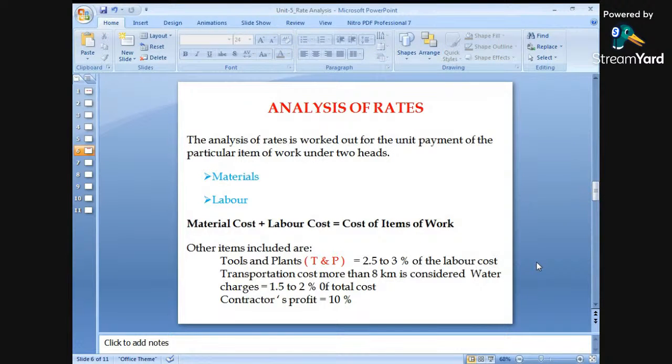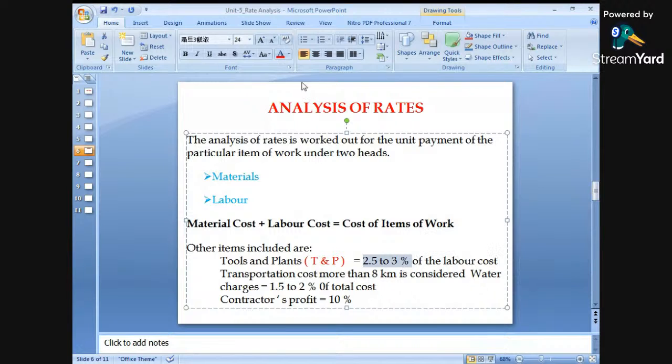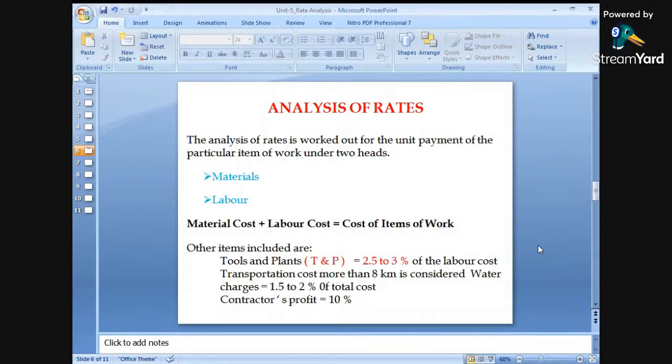Again, other items to be included are tools and plants required. In some types of work, when heavy works are there, or when massive concreting work is to be carried out at a larger scale, we require some special equipments, and tools and plants will also be required. So, how much percentage to be kept aside for the tools and plants? Near about 2.5 to 3% of the labor cost, because we are reducing the work of the laborers. Therefore, this is to be deducted from the labors, because we are reducing the work of a labor by using the tools and plants, heavy equipments, or advanced equipments.